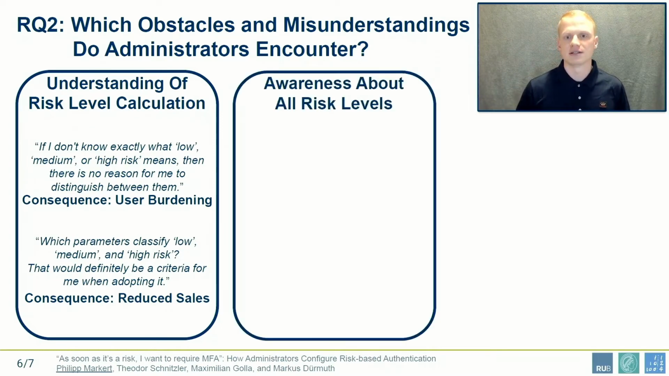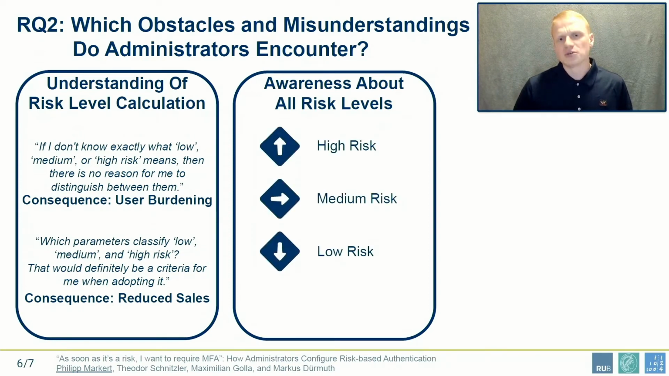Second part here is the awareness about all risk levels. And this is something that different services solve differently, but the way that this is solved in this case here, so this is special for Amazon, is as follows. I told you about the 3 risk levels, so low, medium and high, and the configuration that can be selected in response to it. However, there's also a fourth outcome, and that is no risk at all.